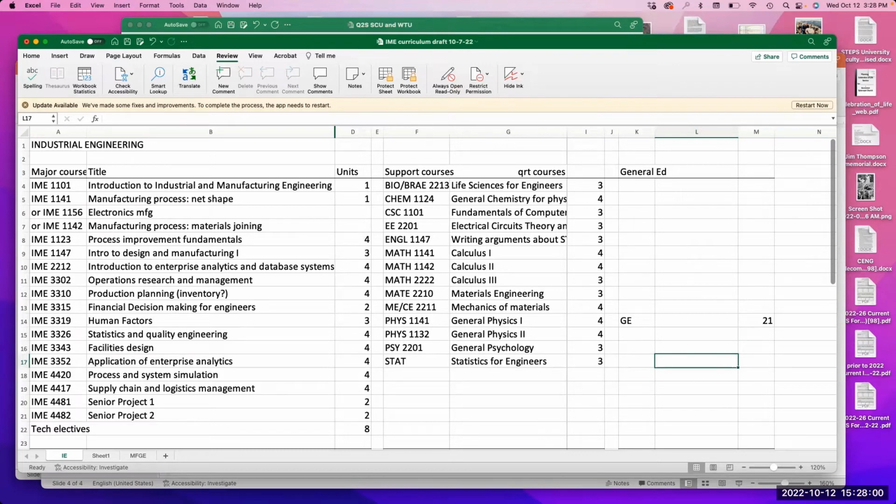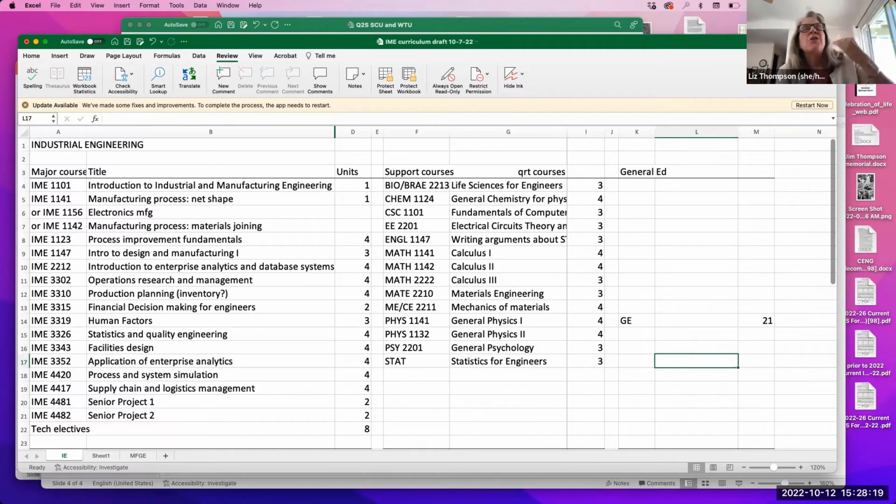We know where ABET stands, but 4, 5, 6 years from now, are they going to be looking for anything different than what they're looking for today? So ABET is sort of outcomes driven. They pretty much are established through IISE, which establishes industrial engineering outcomes. So I don't think those are changing very much.